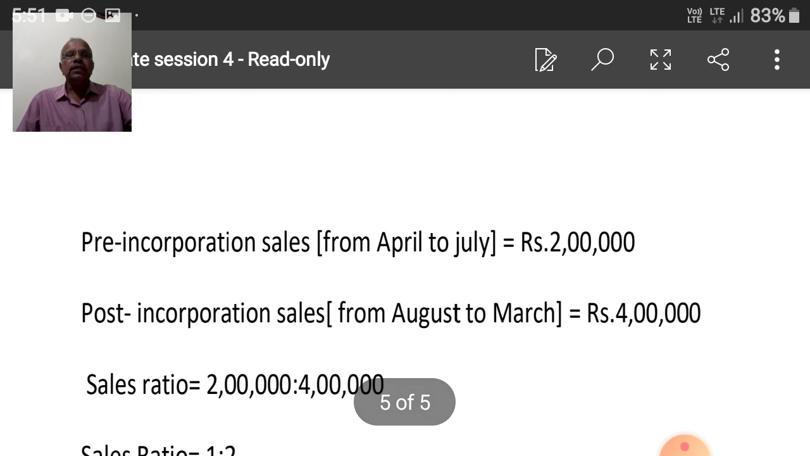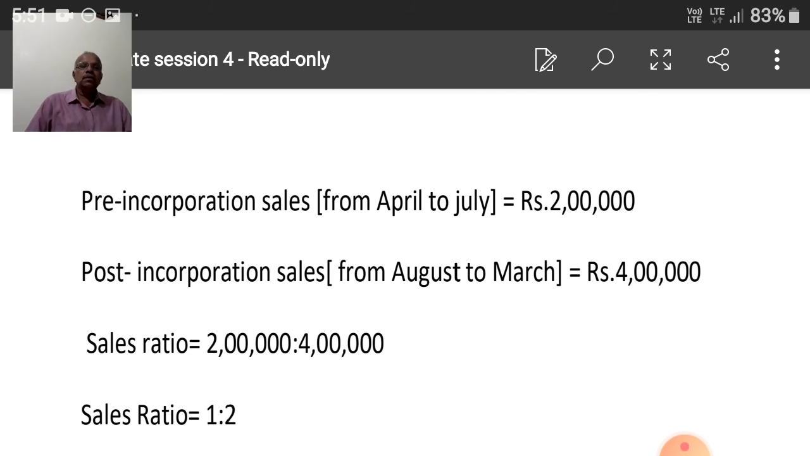Now the calculation of the sales ratio. Pre-incorporation sales from April to July: April 75,000, May 75,000, June 25,000, July 25,000. Total rupees 2 lakh.